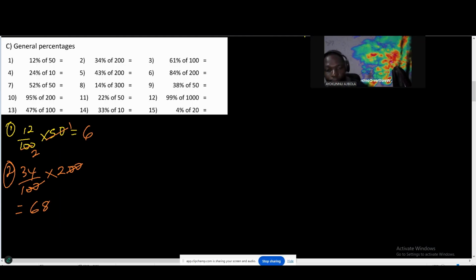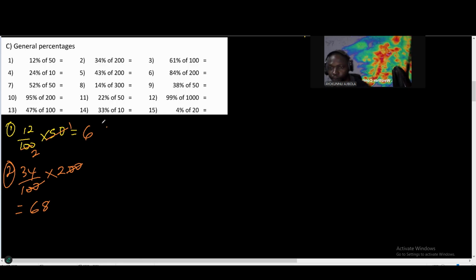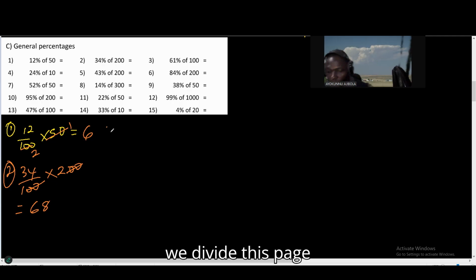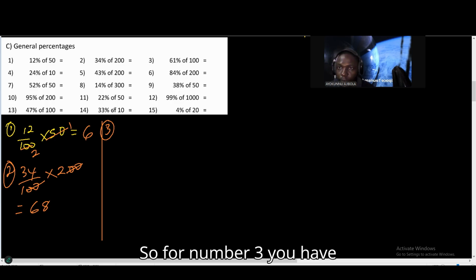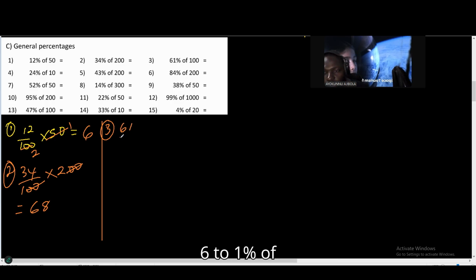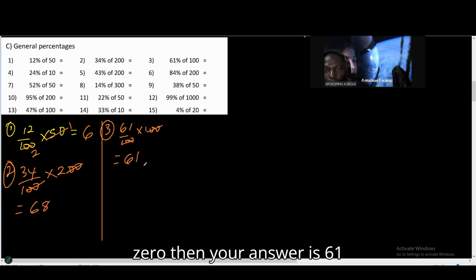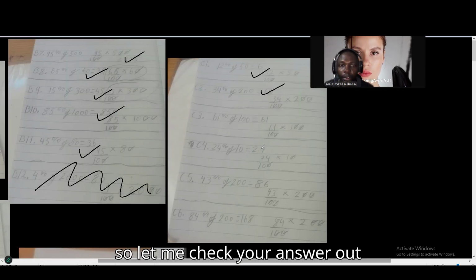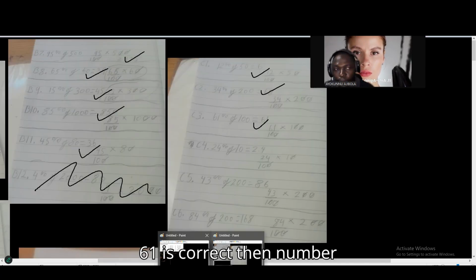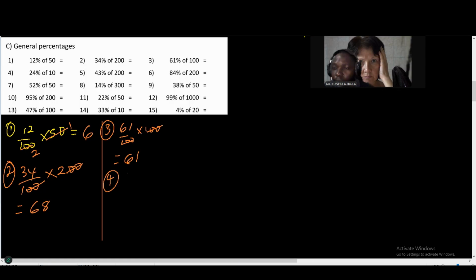Okay, hold on a bit. So the next number, number 3, let me divide this page a bit. So for number 3, we have 61% of 100. 2 zeros cancel 2 zeros. Then your answer is 61. So let me check your answer out. 61, that's correct.